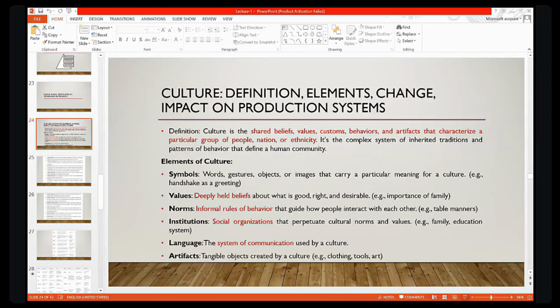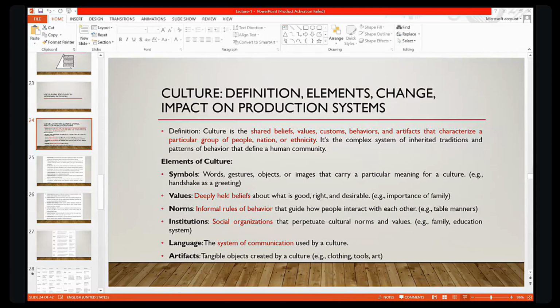We'll start with the definition of culture. So what is culture? They are the shared beliefs, values, customs, behaviors and artifacts that characterize a particular group of people, nation or ethnicity. For example, tribal people have a unique culture. In every religion, we have a unique culture of wearing clothes, eating habits, etc. They all are part of culture.